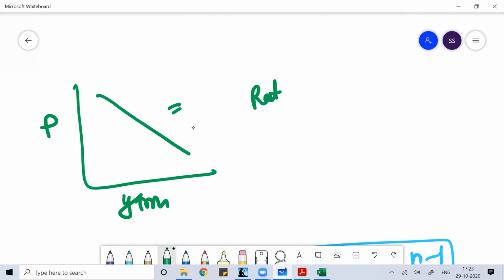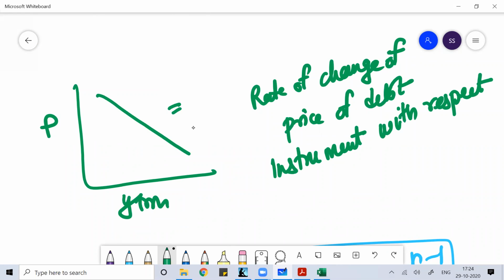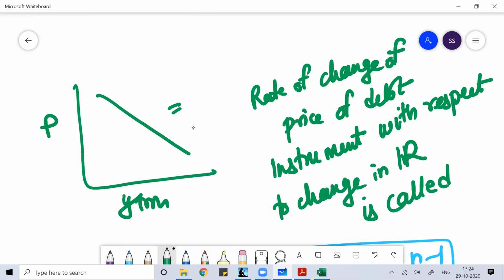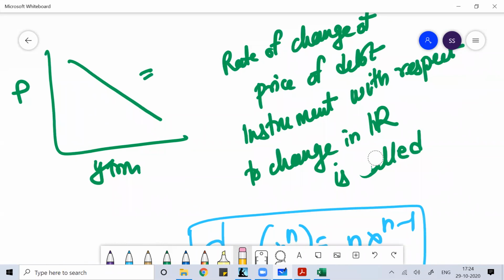Okay, so the rate of change of the price of the debt instrument with respect to the change in interest rate is basically measured by duration.